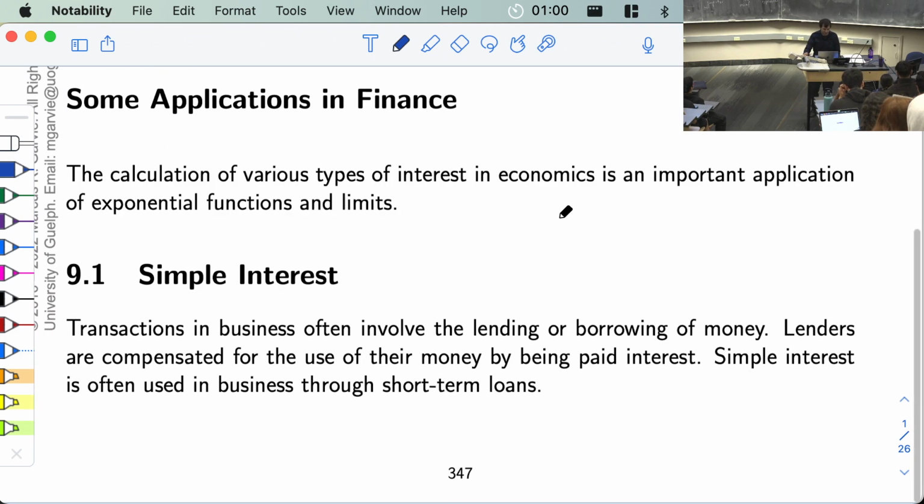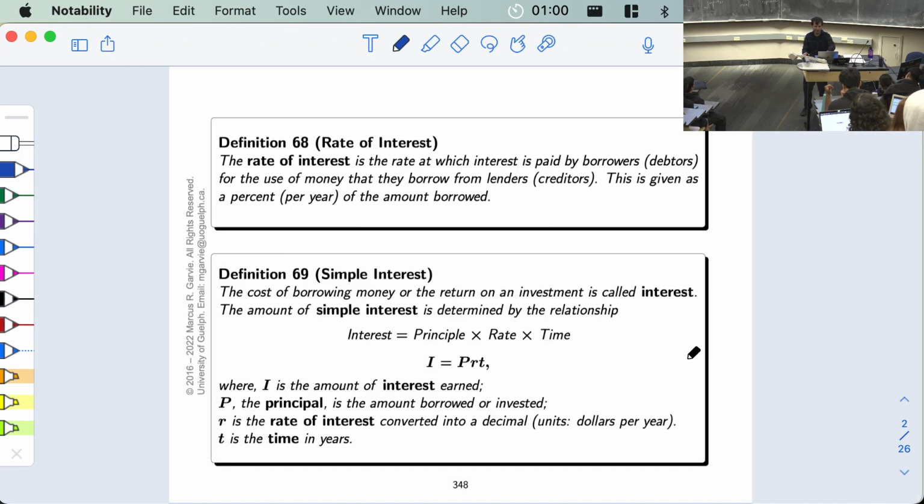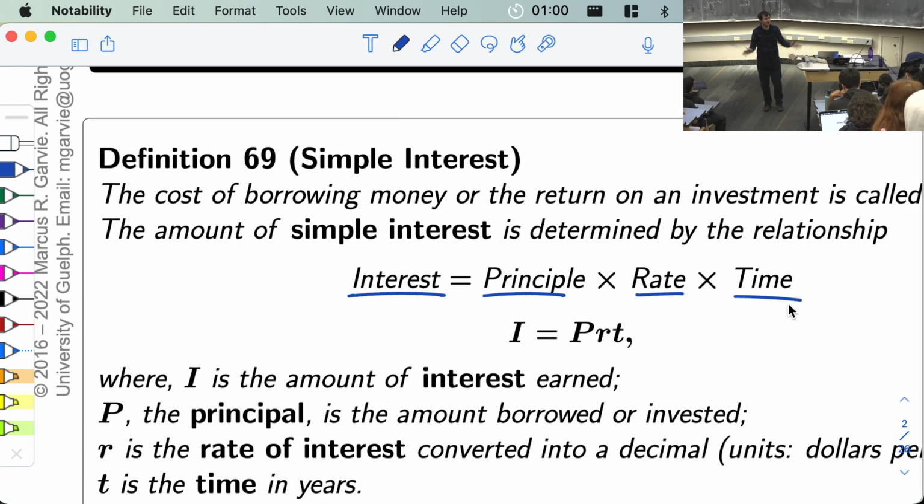We're going to start with simple interest. Simple interest is in the name. It tells you what it is. It is simple. And it's so simple, you just need one formula. Here is the formula for simple interest, which says that the amount of interest you get is the principal times the rate times the time. The principal is the amount of money that you started with. So imagine you go to a bank, you deposit some amount of money. That amount of money is your principal.